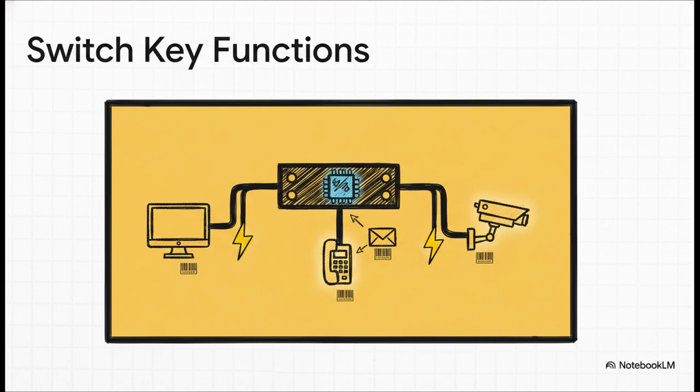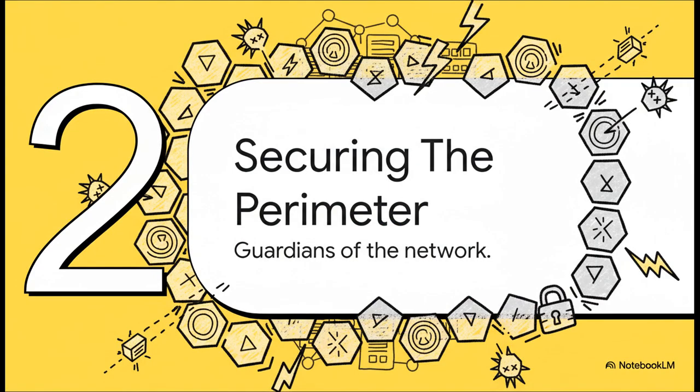And here's a cool little trick. A lot of them can actually send electricity right through the network cable itself, that's power over Ethernet, to power things like security cameras or office phones. Pretty neat.